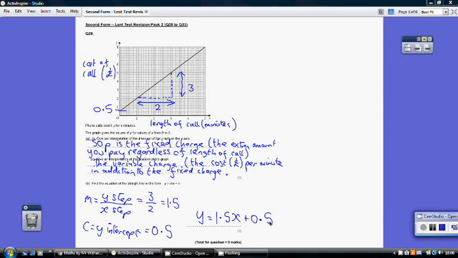And again, I think it's useful if you understand what we're saying here. If you had, say, a 10-minute phone call, you do 10 lots of £1.50, which would be £15, then you'd have to pay that extra 50p. So it would be £15.50 for a 10-minute call.